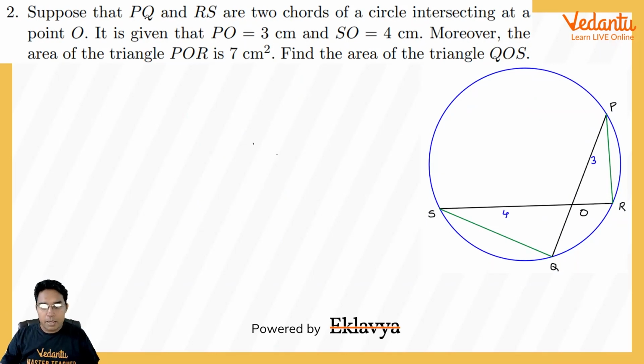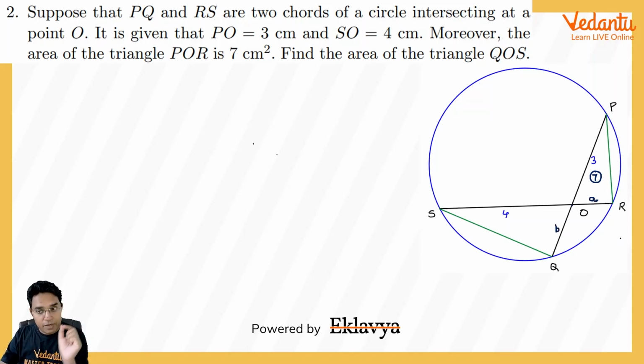It says, suppose that PQ and RS are two chords of a circle intersecting at a point O. It is given that PO is 3, SO is 4. Moreover, the area of the triangle POR is 7. Let me put it into the circle. And we have to find the area of the triangle SQO. So, dear all, let me call this OR length as a and this OQ length as b.